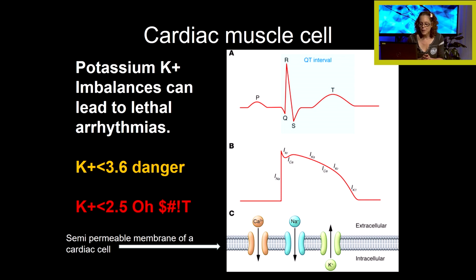So if we have a potassium level that goes below, I think 3.6, we are in the danger zone. And if we have one that goes below 2.5, then we're really in a dangerous place for a patient to start having an arrhythmia that can be lethal. And so again, we're dealing with a semipermeable membrane here. In this case, it's the semipermeable membrane of a cardiac cell.